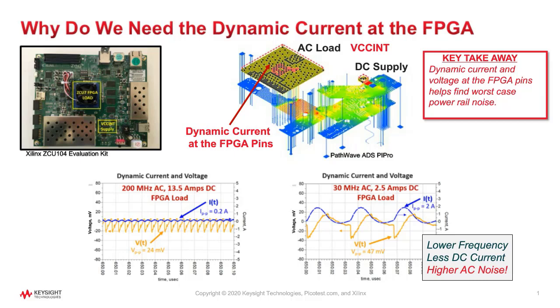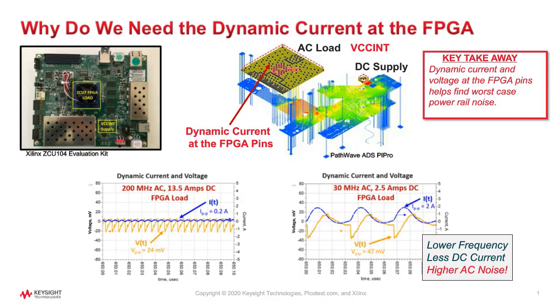One would expect that toggling the FPGA at a higher frequency, like 200 megahertz, drawing 13.5 amps DC, shown in the graph on the left, would have more noise than for the lower power case of toggling the load at 30 megahertz with only 2.5 amps DC, shown in the graph on the right. The graph on the right clearly shows that the worst-case dynamic current and voltage noise is happening at 30 megahertz, not 200 megahertz. The voltage was easy to measure with high-impedance probes, but how did we get the dynamic current?